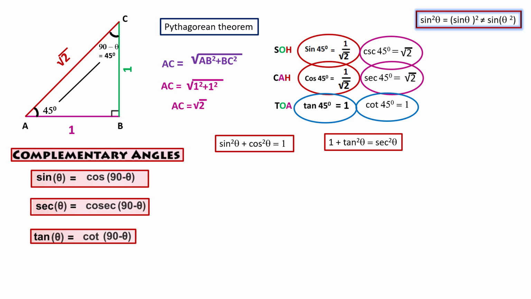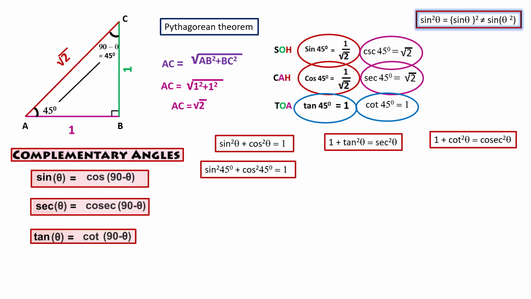1 plus tan square theta is equal to secant square theta. And the other one is 1 plus cot square theta is equal to cosecant square theta. Sin square theta plus cos square theta is equal to 1 means you can have any value of theta, say 45 degree. So sin square 45 degree plus cos square 45 degree will be equal to 1. This is what the identity says.